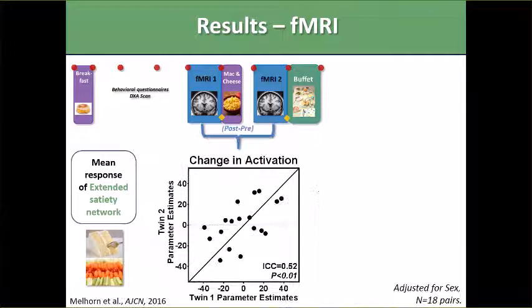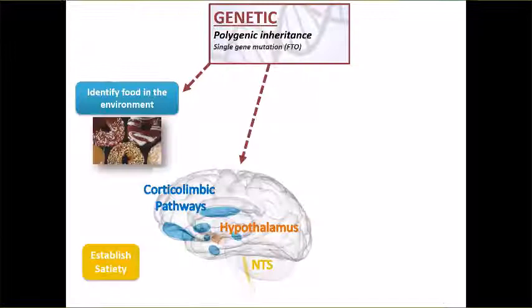And that was especially true when we look at the change in activation. So the degree to which the brain either suppresses or maintains activation by these high-calorie food cues has an inherited component. So once again, when we look at polygenic inheritance, we don't see a baseline level, but the extent of satiety in the brain appears to have an inherited component.